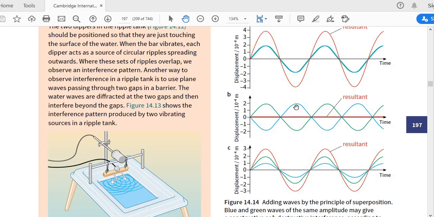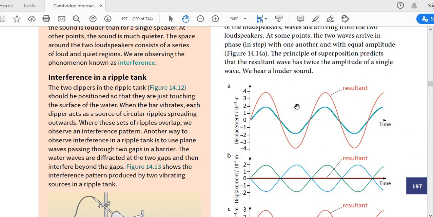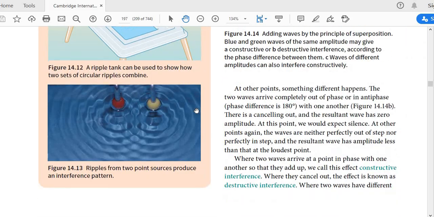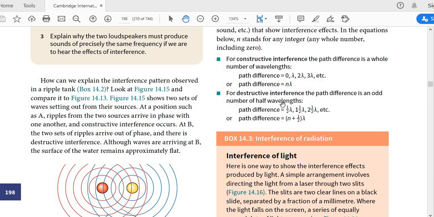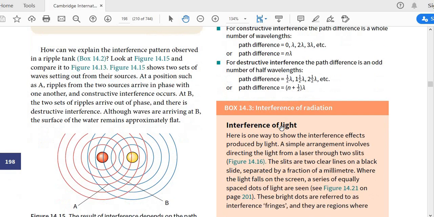So here is what happens. We are going to use the principle of superposition to find the displacement of the resultant wave. Okay, we will see interference. Okay, you will learn what is path difference, phase difference. Path difference is given in terms of wavelength. For example, here lambda is one whole wavelength. So if it's 2 lambda, then it's 2 whole wavelengths. So path difference is given in terms of wavelength, lambda. But phase difference is given in terms of angle. For example, radians or degrees.